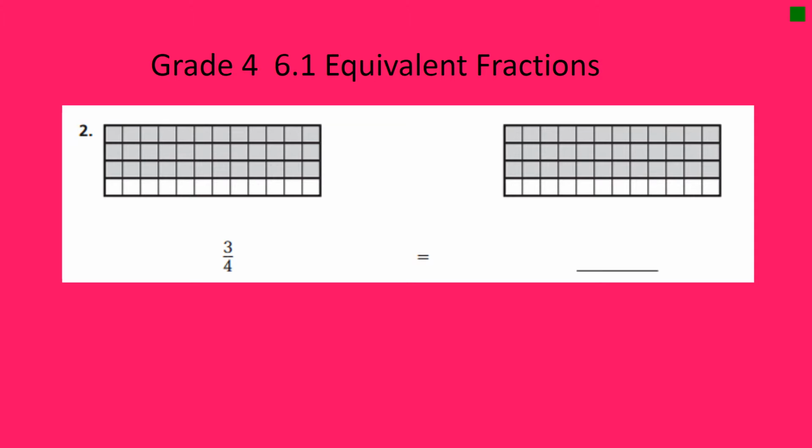Okay, so lesson 1 in chapter 6 is all about equivalent fractions. Equivalent, you kind of hear equi, like equal. So they're fractions that are worth the same amount, but they're just written in different ways. Okay, so let's look at number 2. It says use the model to write an equivalent fraction. All right, well, let's look at this.